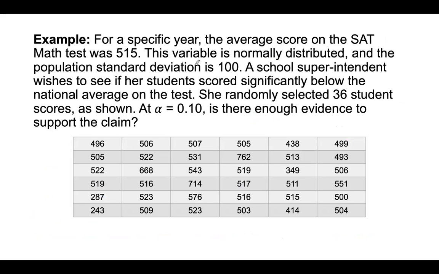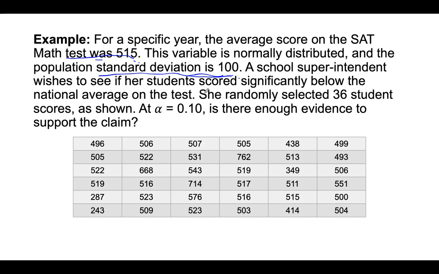Now for this question, for a specific year, the average score on the SAT math test was 515. This variable is normally distributed, and the population standard deviation is 100. Okay, I like to just underline keywords.